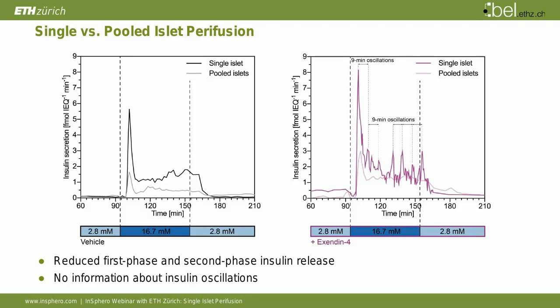On the right-hand side, you can again see that the first phase is reduced and also partially the second phase is reduced. But what you also see is that we don't get any information about insulin oscillations in the pooled islet scenario. This was most likely a result of the averaging of asynchronous insulin secretion patterns of individual islets.